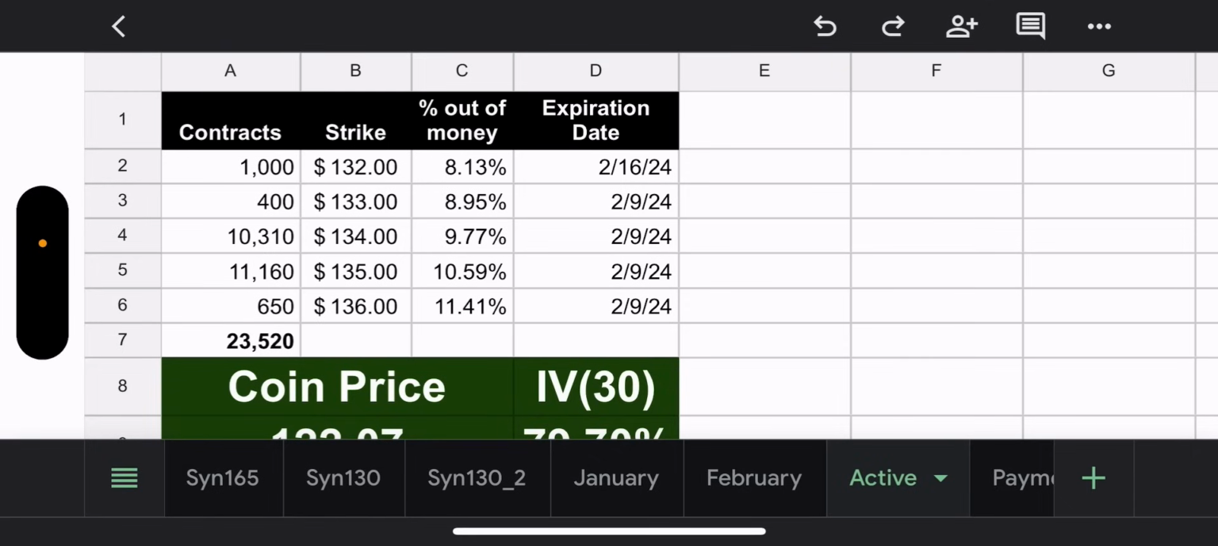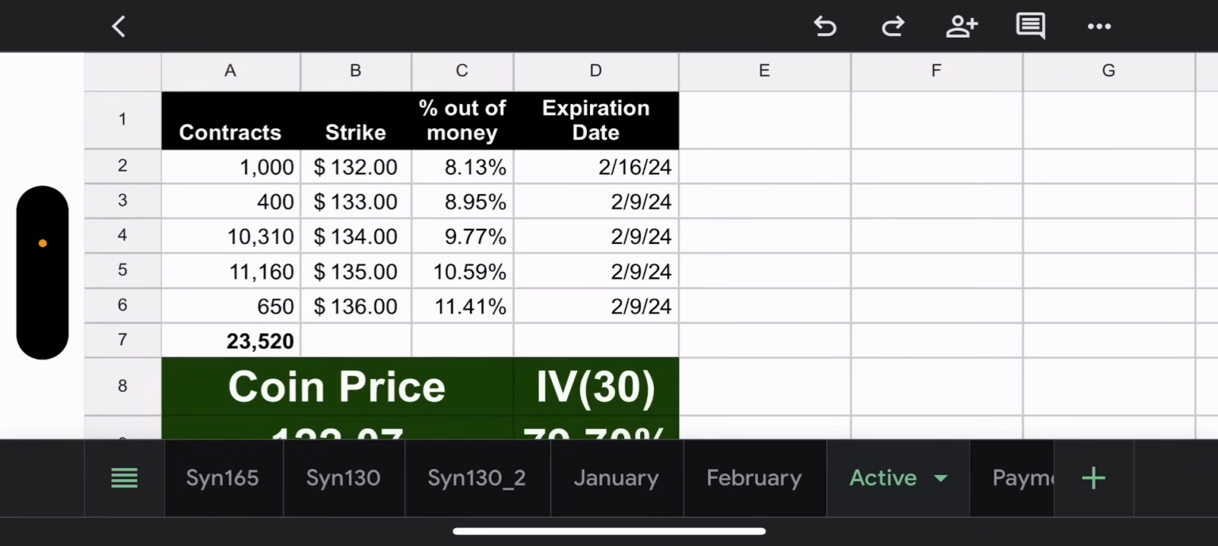All right, let's go from the top. We have 1,000 contracts with a 132 strike, 8.13% out of the money. This expires next Friday, though, so that's 7 trading days for that one. So that could be tight. We have 400 contracts with a 133 strike. This is 8.95% out of the money. This is the lowest one for this week, so I feel pretty good about that. Again, 2 trading days for this week.